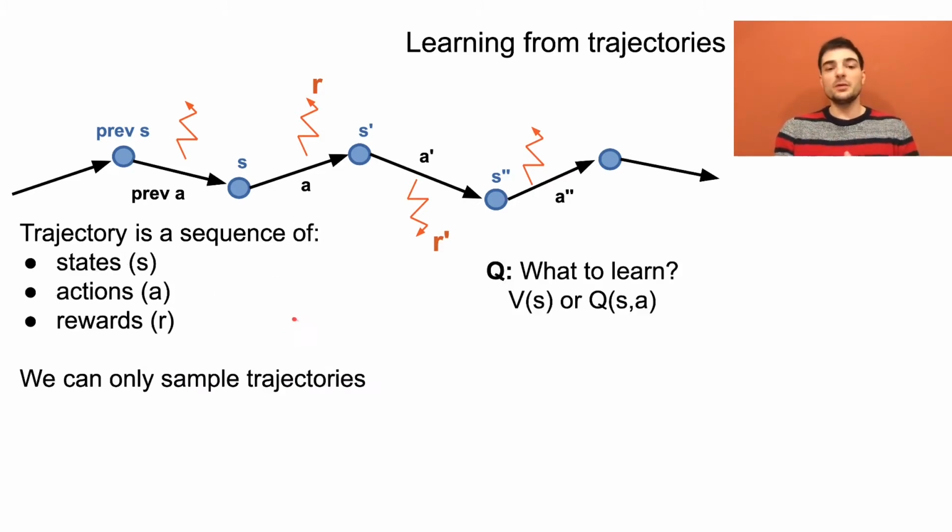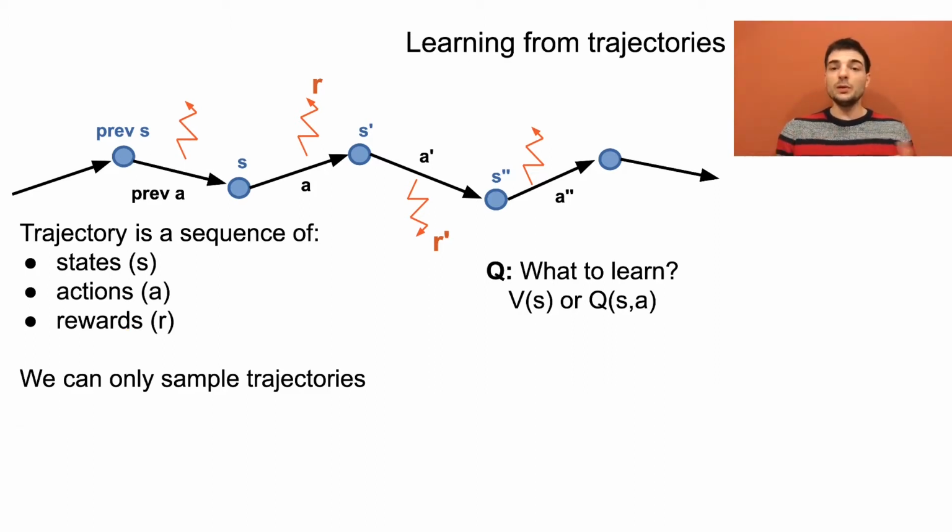If we have a sequence of states, actions, and rewards, and we can only sample trajectories, what should we actually learn? The value function or the Q function? Once again, we have no idea about the probability of the next state conditioned on the current state and action, because it's the model of the environment, we don't possess it. We only possess states, actions, and rewards in the current trajectory we have played right now. So a trajectory is just a sequence of our solutions and a recording of the responses of the environment.